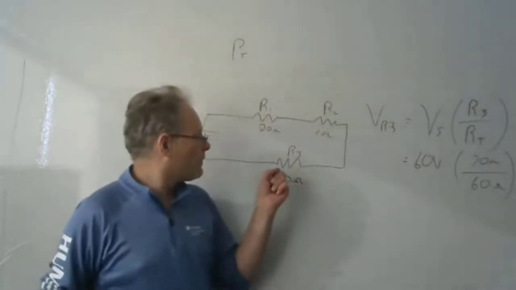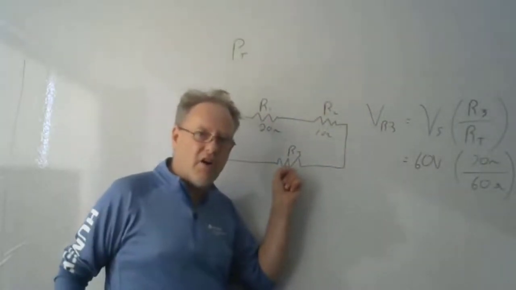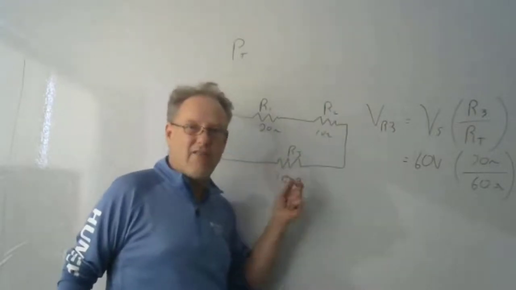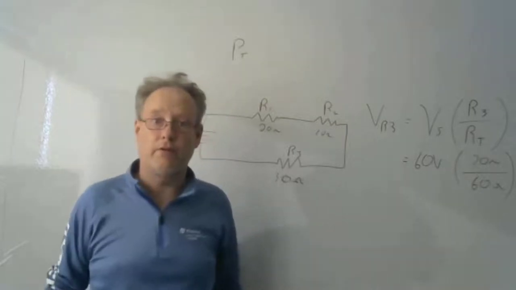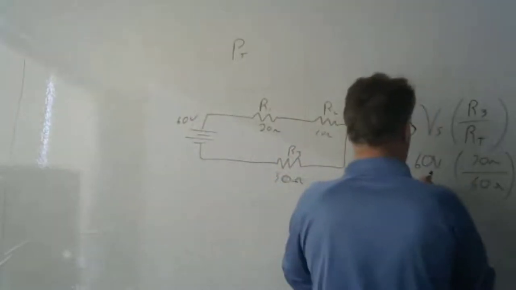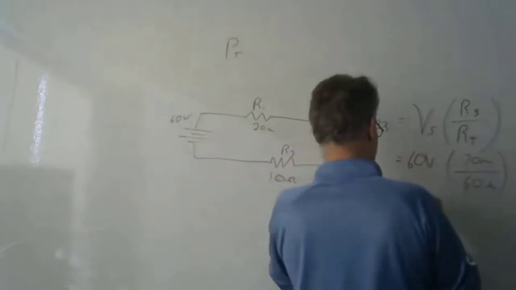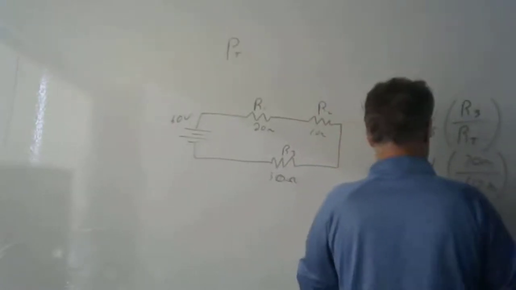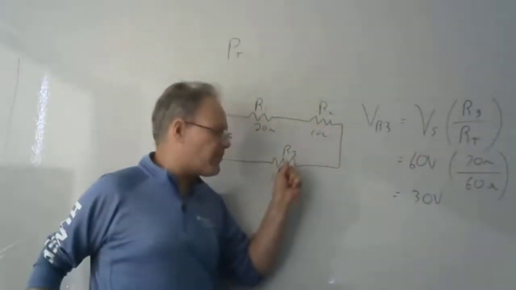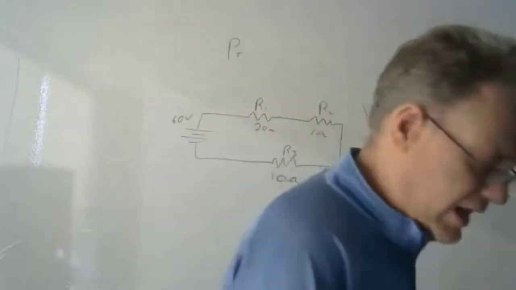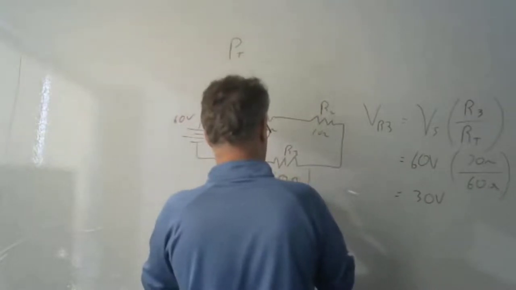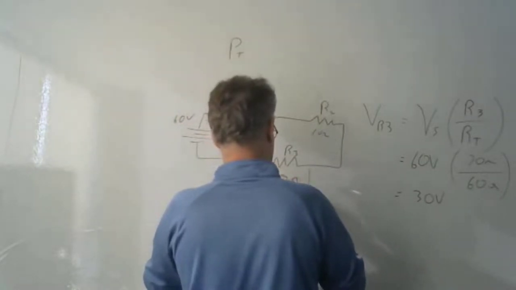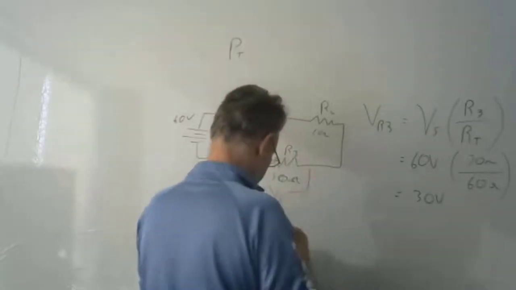Look at this. This is half the resistance of all of the resistors, so it's probably taking half of the voltage. It is, actually. If I multiply this half by 60, I get 30 volts. Sweet. Now I have the voltage drop across this, which is 30 volts, and I'm going to label that. I'm going to go from here to here and say VR3 is 30 volts.